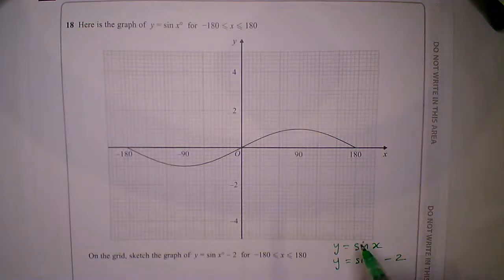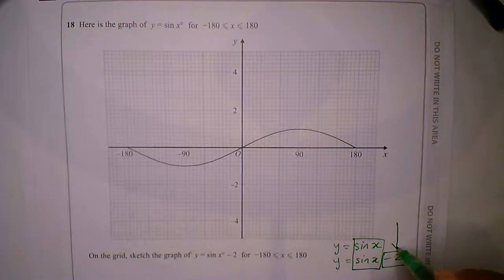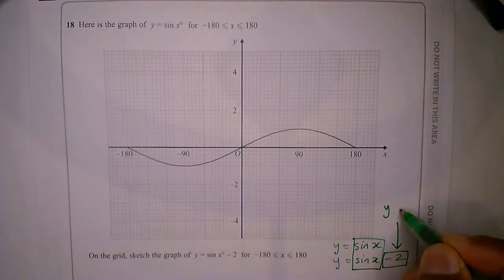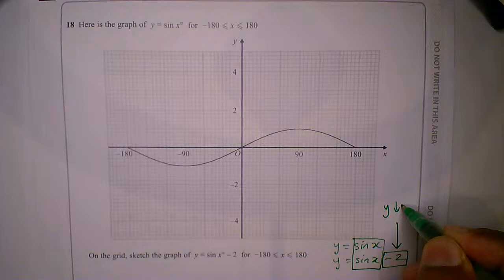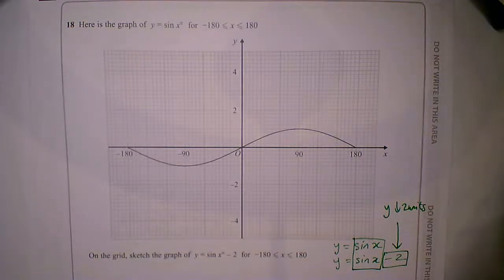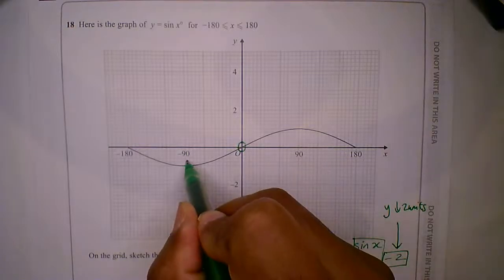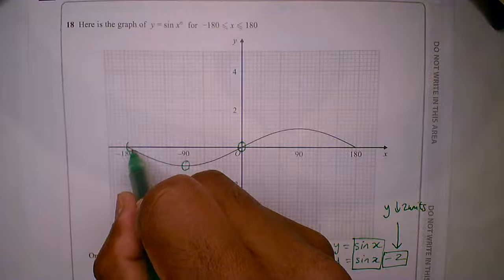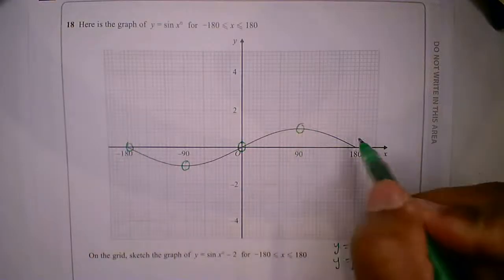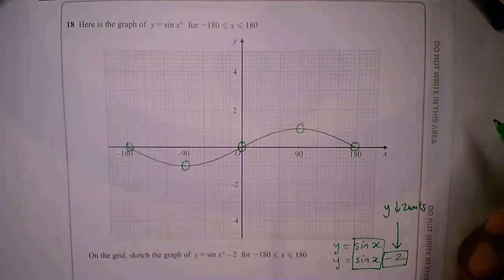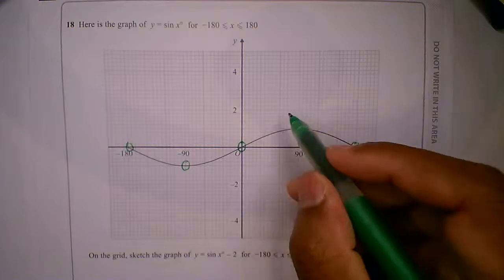So if you notice, this part is the same, and this part is minus 2. So what this refers to is along the y-axis, I go down 2 units. And that's it. Because you've spotted that, we're looking for key points. This is a key point, this is a key point, this is a key point, this is a key point, and this is a key point. So all of these key points have to go down 2 units.